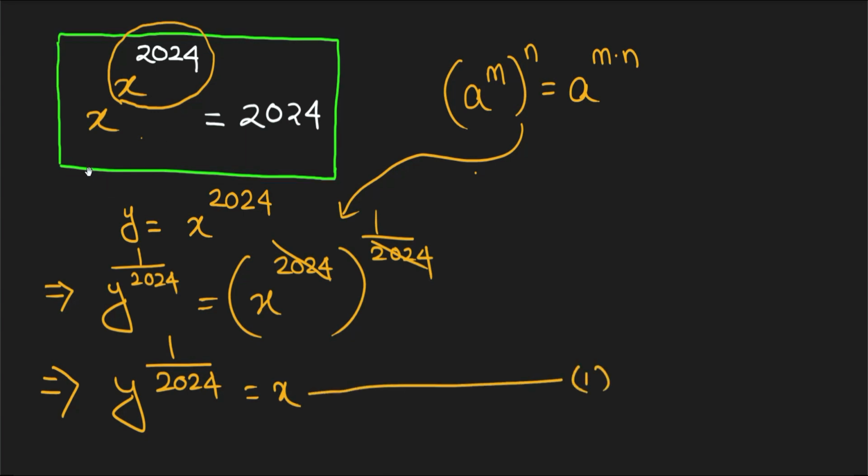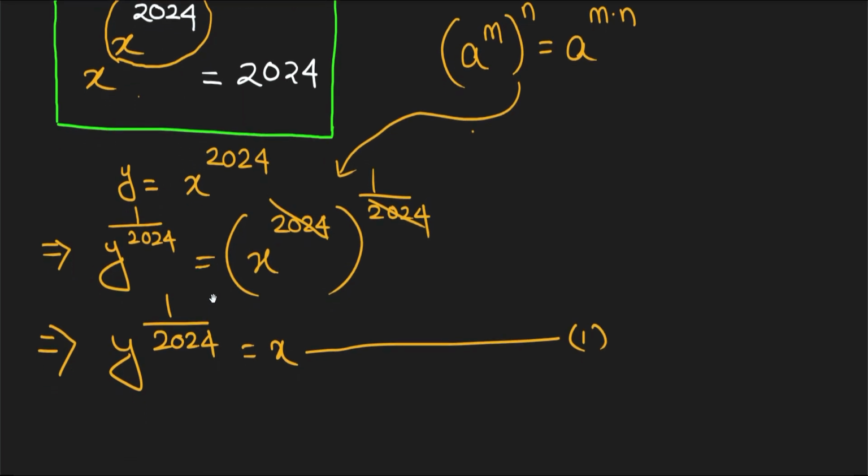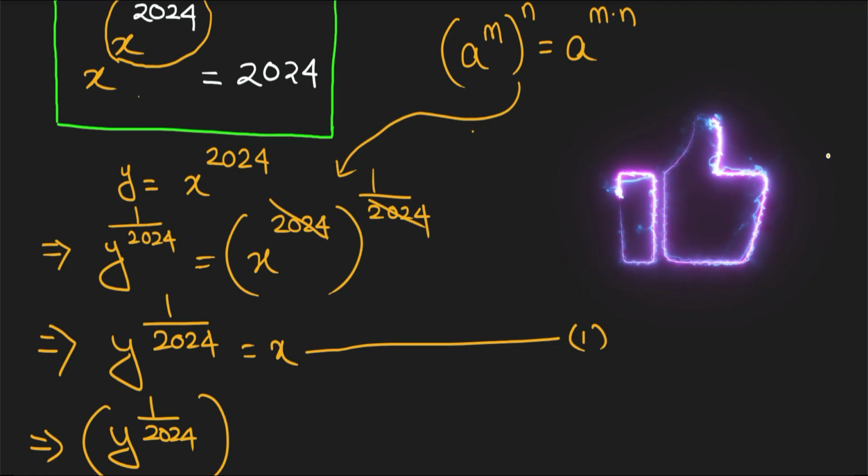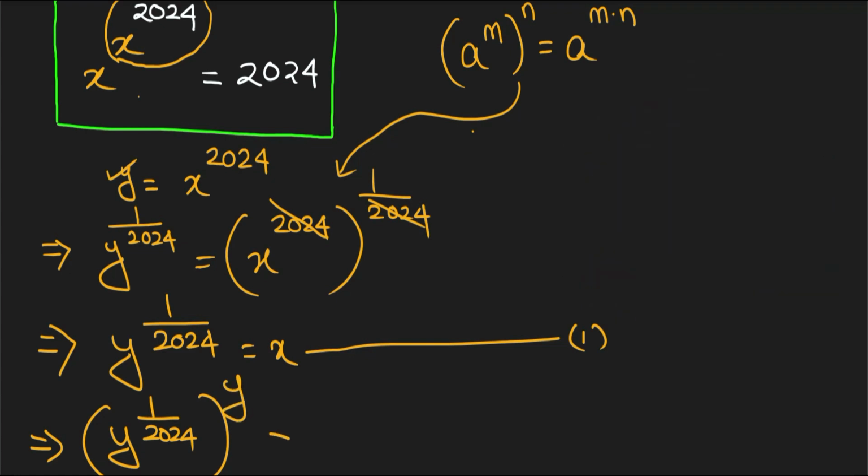Now from this equation we can replace the value of x as y whole to the power 1 by 2024, and as we have already considered x to the power 2024 is equal to y, then we can write this as y whole to the power 1 by 2024 whole to the power x to the power 2024 is y. Then we can write it as y whole to the power y is equal to 2024.